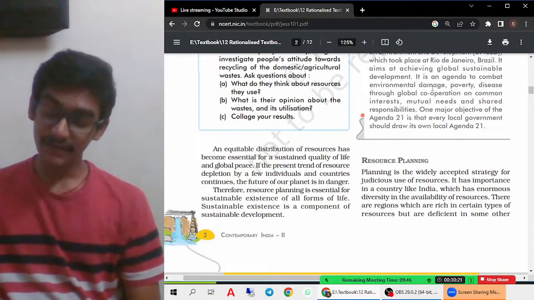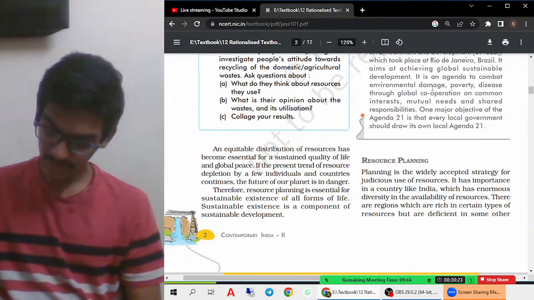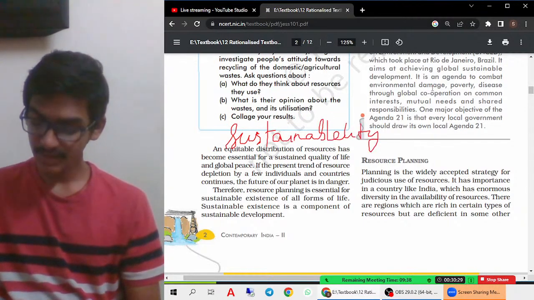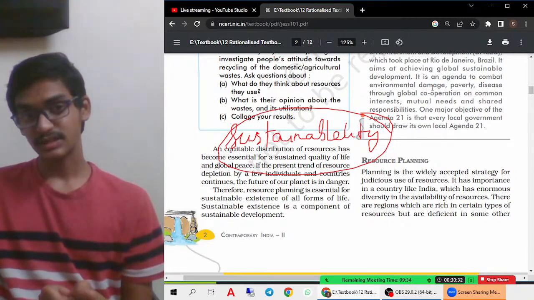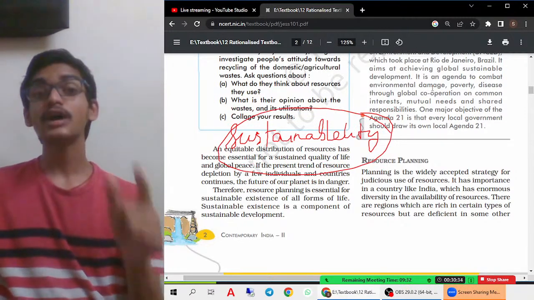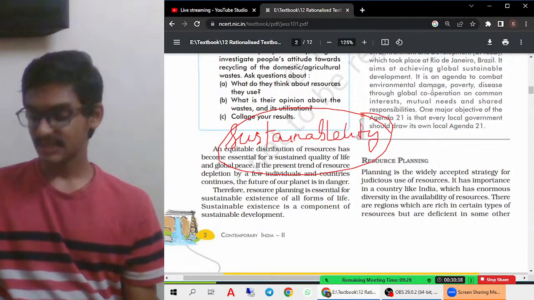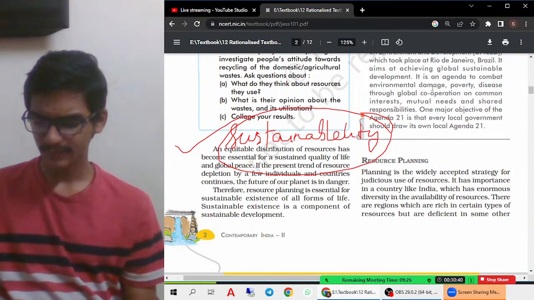Therefore, sustainable development. What is actually sustainable development? Therefore, you should always follow sustainability. What is actually sustainability? Sustainability is nothing but using the resources judiciously, wisely, without causing any harm to the environment, and saving them for the future generations. Very important definition from the board exam point of view.